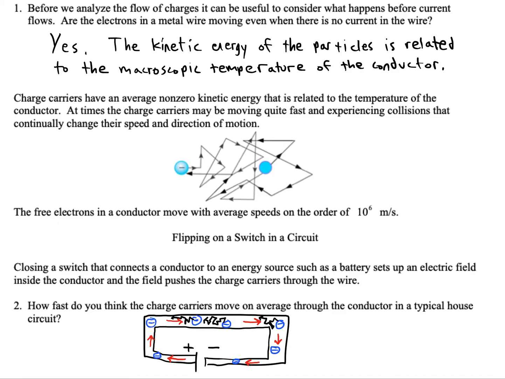Recall what it's like to flip on the light switch in a house. The lights come on nearly instantaneously, don't they? How fast do you think charge carriers move on average through a conductor in a typical house circuit? It's actually a common misconception to think that electrons will, on average, flow very fast through a typical circuit.